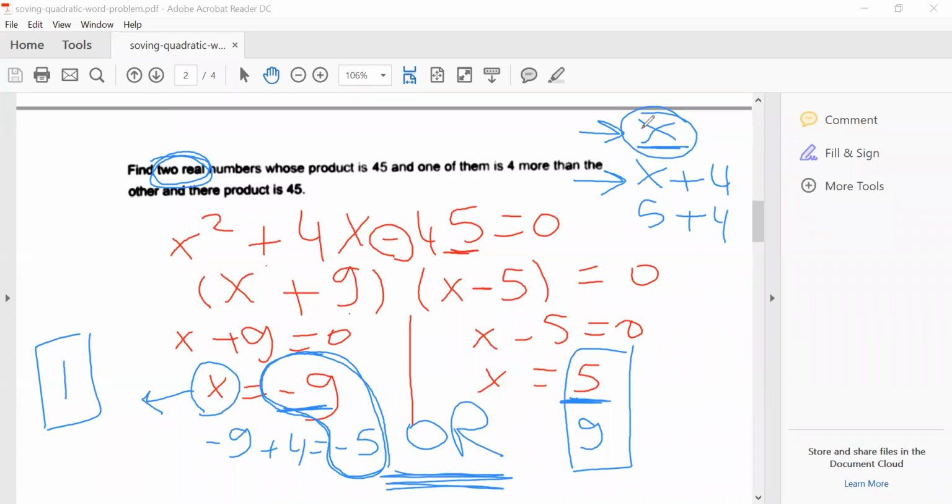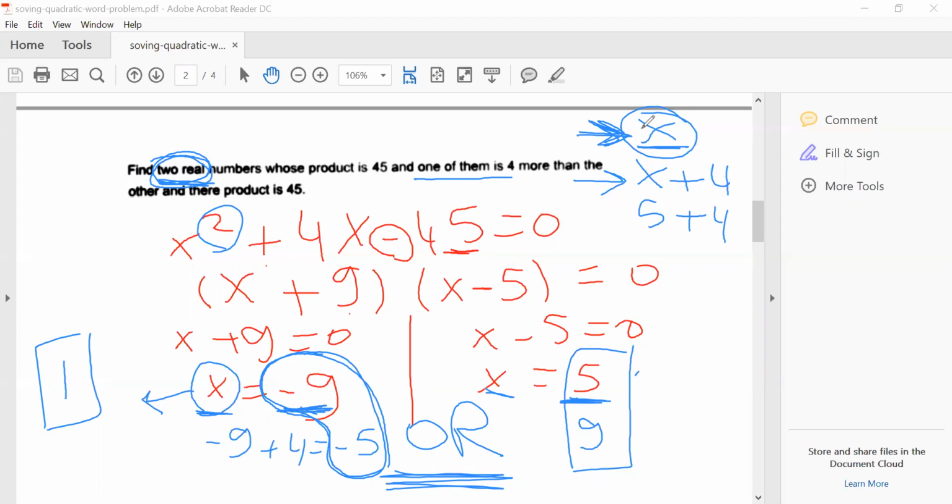Don't leave it at getting the value of x and that's it. The value of x gives you only one of the numbers. Here he wants the two real numbers, and he gave you the condition that one is more than the other by 4. The x here is one variable, but it has two solutions because it is quadratic, so you can have two solutions at most. So here it has two solutions, negative 9 and 5.